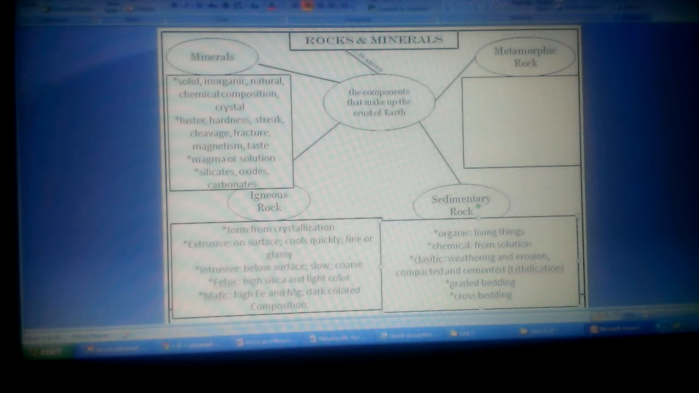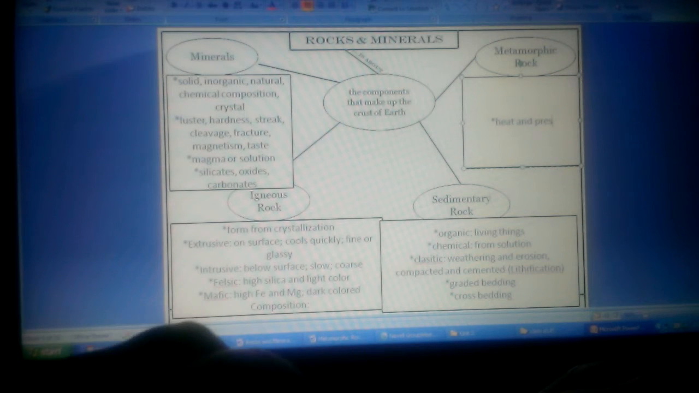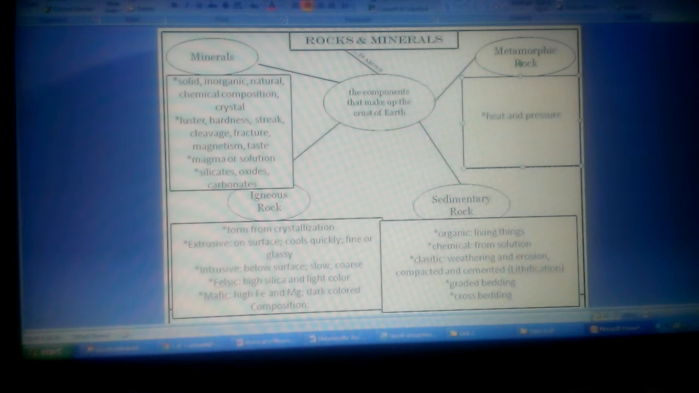So then how do you take a sedimentary rock and change it to a metamorphic rock? Well, you'd have to use two main components, and those main components are heat and pressure. So heat and pressure are going to change the crystals inside the rocks and change them in such a way that we call it recrystallization. And that's going to form our metamorphic rock.